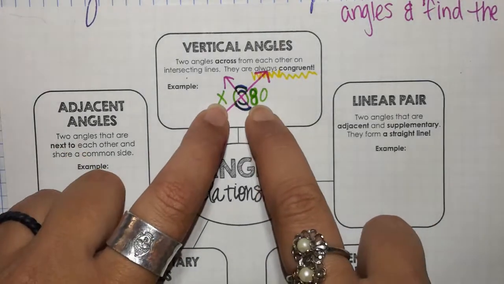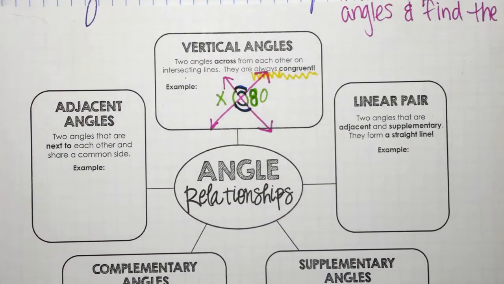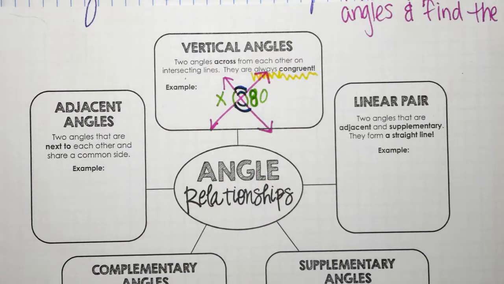Now, these two are vertical angles, and these two are vertical angles. So they're across from each other. They share an endpoint. Does everybody understand? Okay.